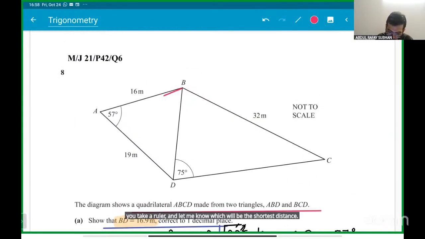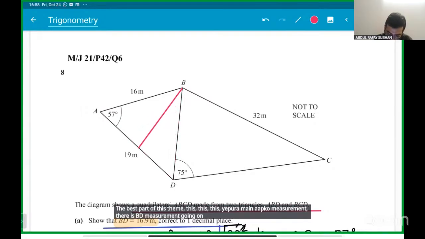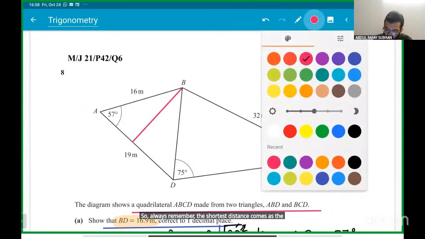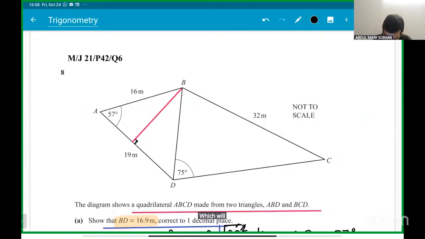Do you think if you start from point B, BA is the shortest distance? No, right, students? BA cannot be the shortest. Please see, this is my ruler. There is the BD measurement going on. You have to tell me the shortest measurement that's possible. So always remember the shortest distance comes as the perpendicular height, which will always make 90 degrees.